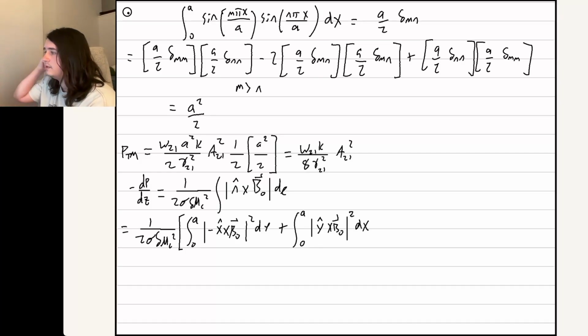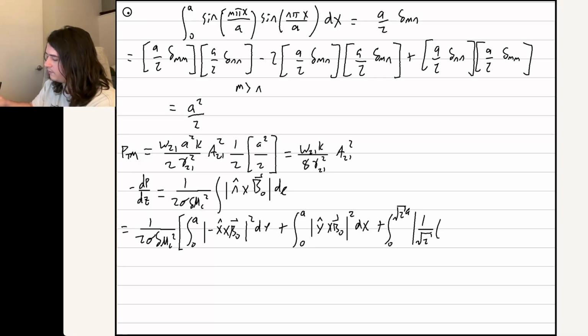And you're integrating over x. The other one's weird, and right now I'm going to write it like this, but the bound won't actually turn out to be physical. It's going to be root 2 a because of the Pythagorean theorem. You're going to have the symmetric unit vector, so x hat minus y hat, crossed with B naught and squaring it. And then the line element becomes the square root of dx squared plus dy squared, right?